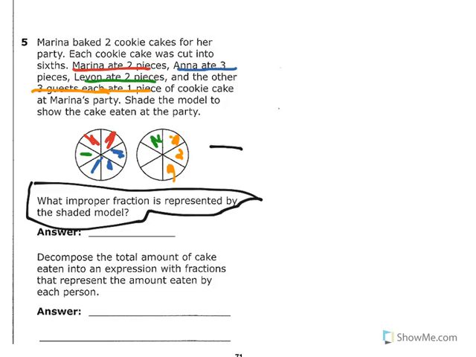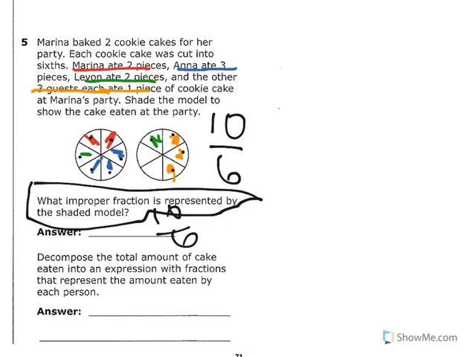Each cookie is cut into 6. So our denominator is always what the whole is broken down into, and we'll count the pieces. That's 1, 2, 3, 4, 5, 6, 7, 8, 9, 10. So that would be 10/6 is the improper fractional amount of the cookie that was eaten. Right there, 10/6 right here.